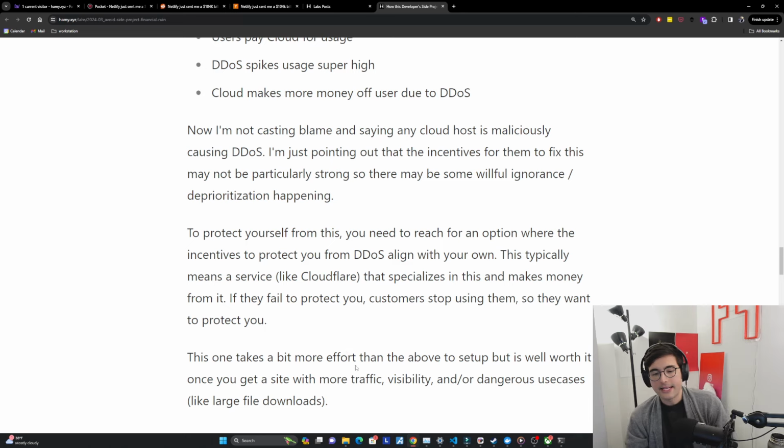Now, I will say that this one takes a little bit more effort than the above steps, but it is well worth it once you get a site with more traffic, visibility, and/or dangerous use cases. So like if you're doing large file downloads.